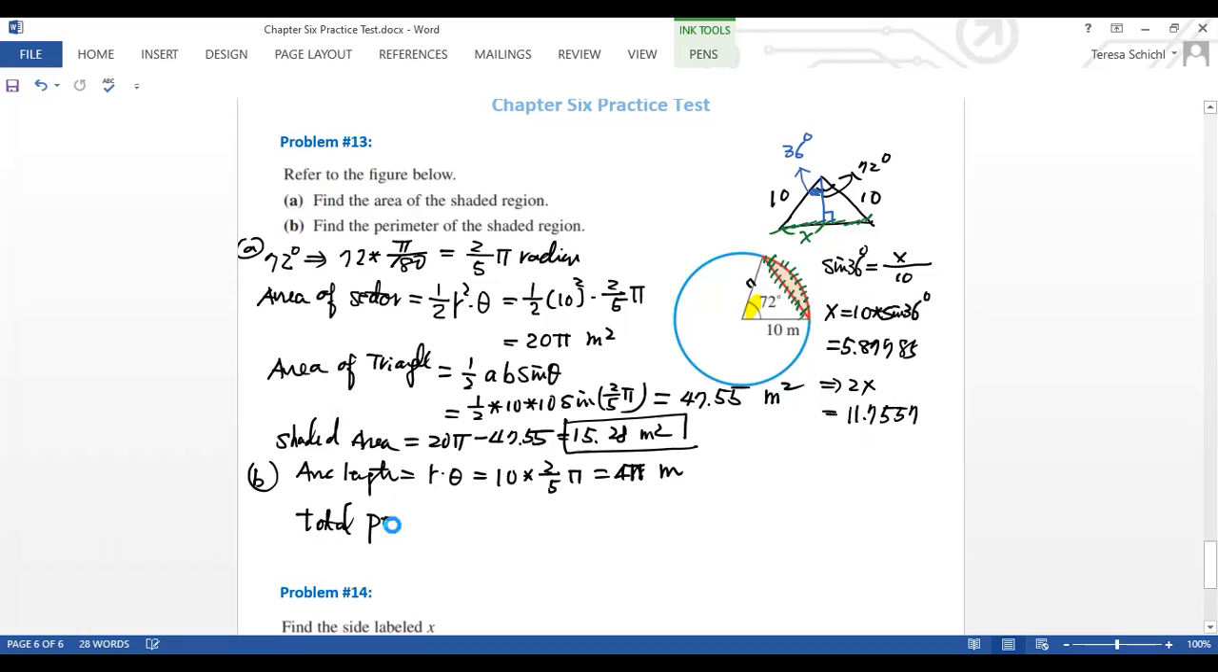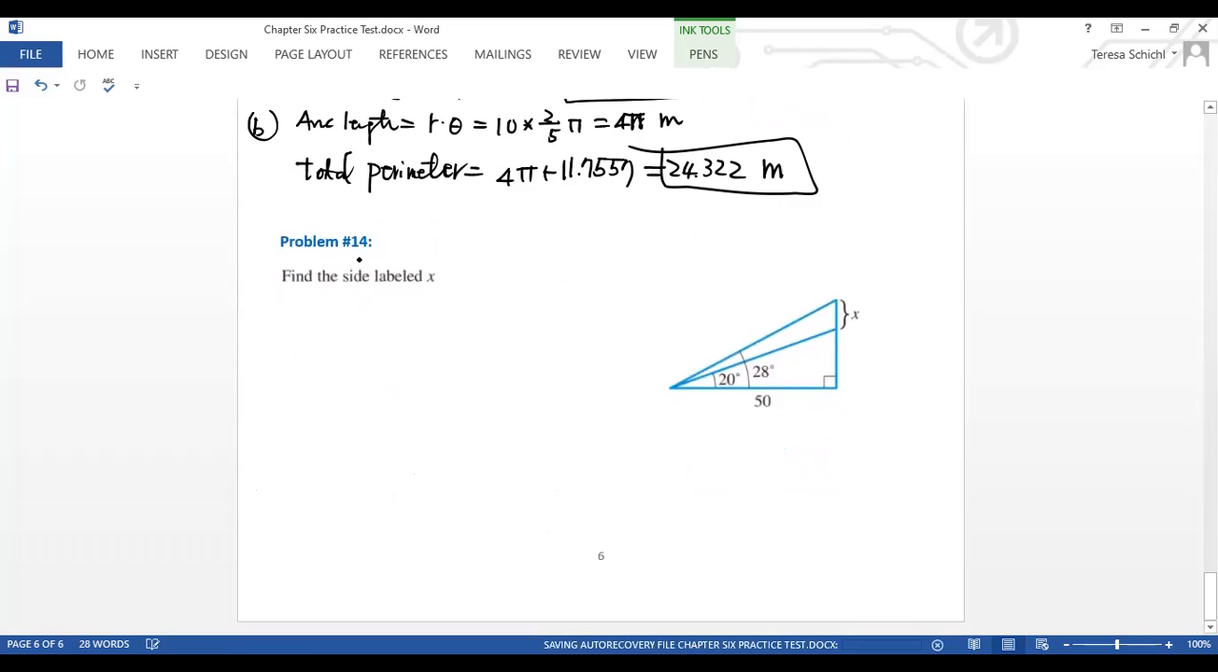Okay, so then I know the total perimeter. The total perimeter will just be 4 pi plus 11.7557, right? If you add that, it will give you 24.322 meters. All right, so this problem is a little hard, but it's a really good problem. It combines a lot of the concepts we learned in this chapter.